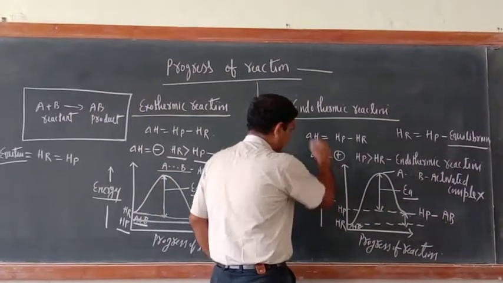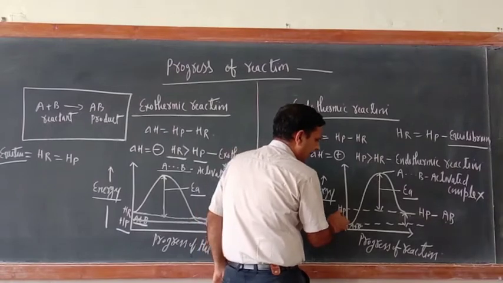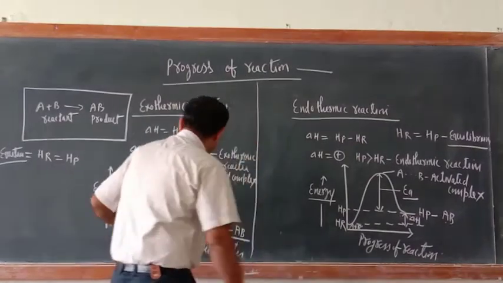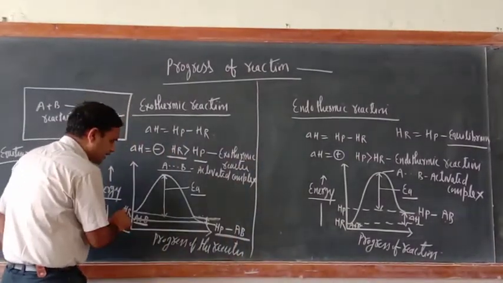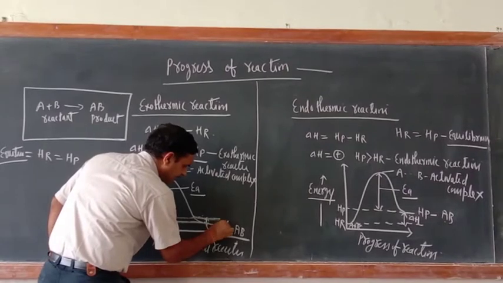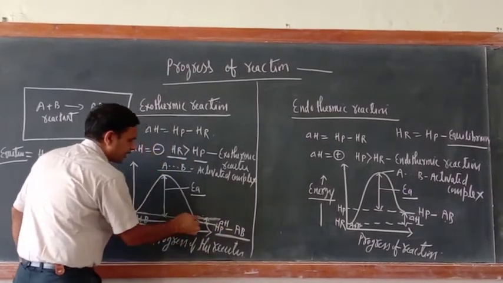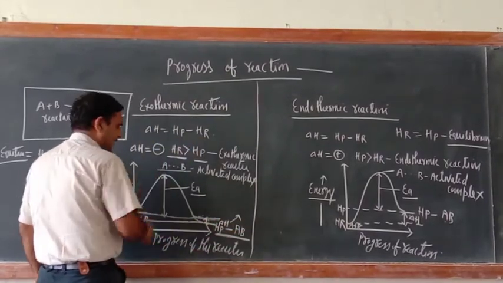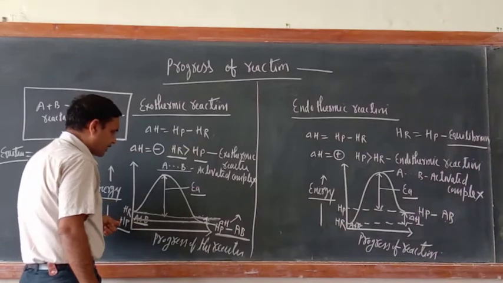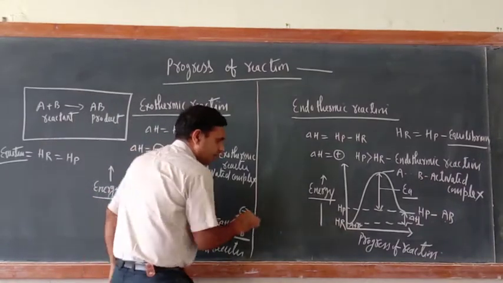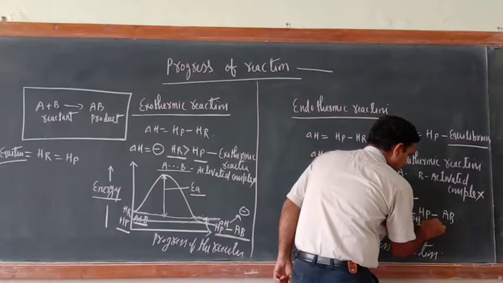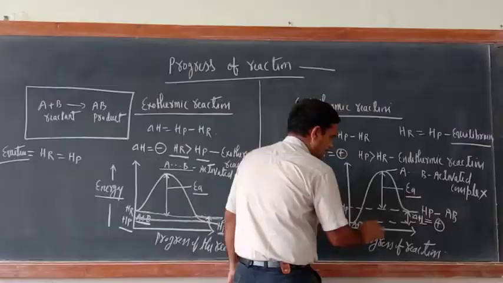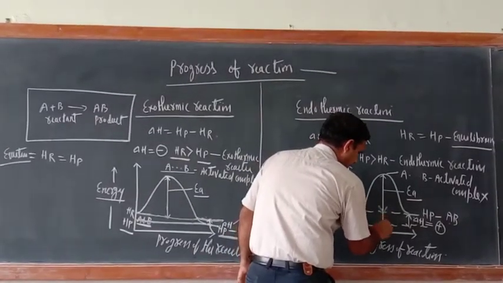So the difference between HR and HP is known as delta H. So delta H you can write. Here also the difference between HR and HP is delta H. This is the only difference between HR and HP. So in this case delta H would be negative, because reactant energy is more than that of product. In this case, delta H would be positive. Just see. Dear cadet, this line will be up to here.